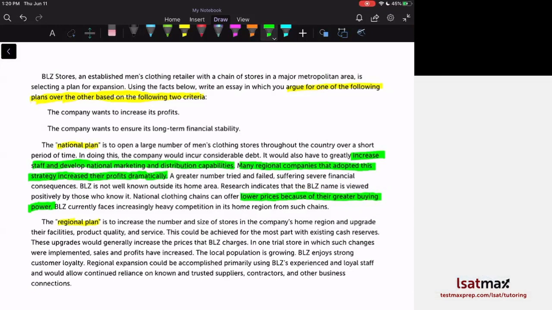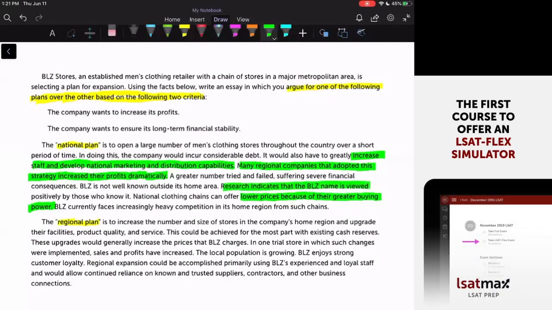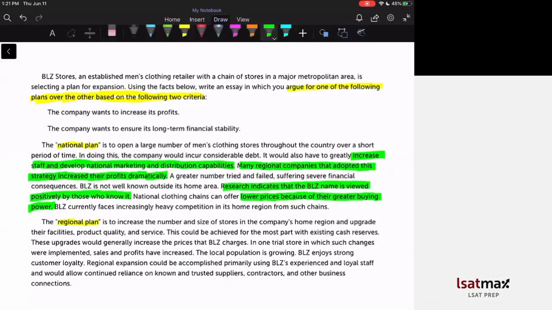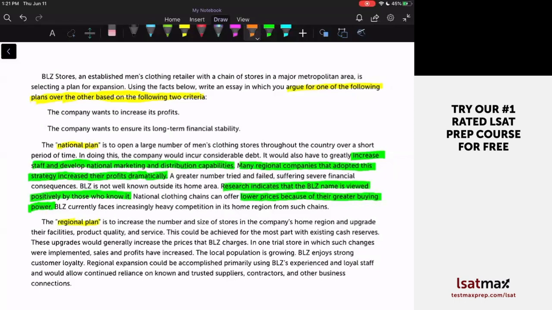Well, Branden, one positive thing that wasn't mentioned is research indicates that the BLZ name is viewed positively by those who know it. Word of mouth, social media, things like that today, things catch on very quickly. So I think that's a positive thing too. But what I see as a very big negative here is that it says that many regional companies have adopted this strategy and increased their profits dramatically. But the next sentence adds on, it says a greater number have tried and failed, suffering severe financial consequences. And BLZ is not well known outside its home area.